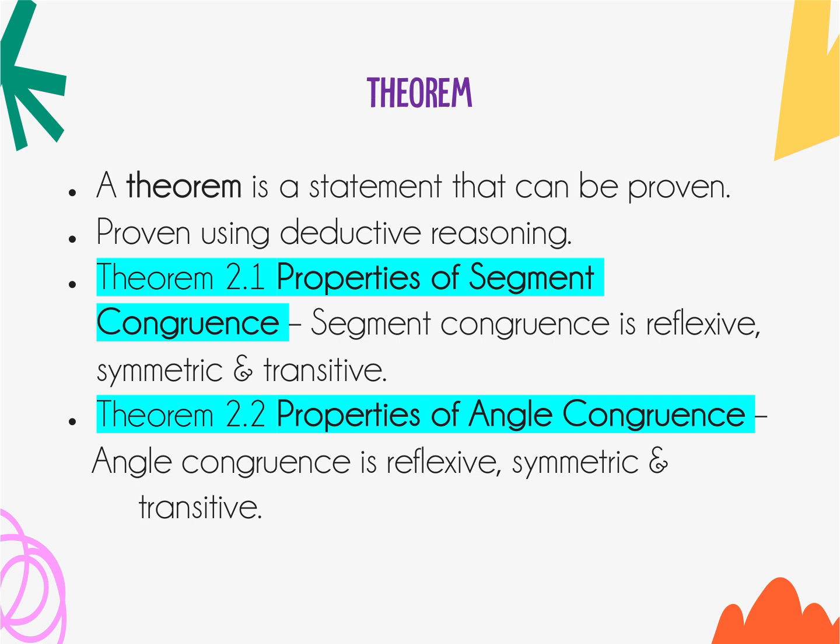All right, two theorems that we are covering today: properties of segment congruence and properties of angle congruence. Segment congruence is reflexive, symmetric, and transitive. We kind of saw the chart last class with examples of reflexive, symmetric, transitive using segments and angles. We're going to be looking at that again today.